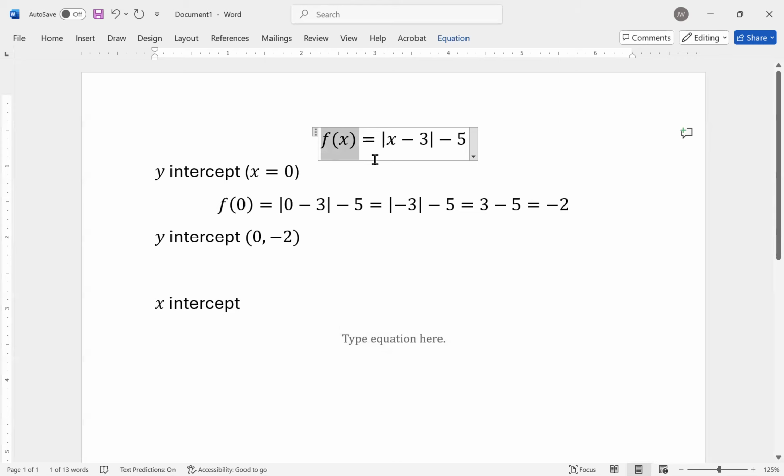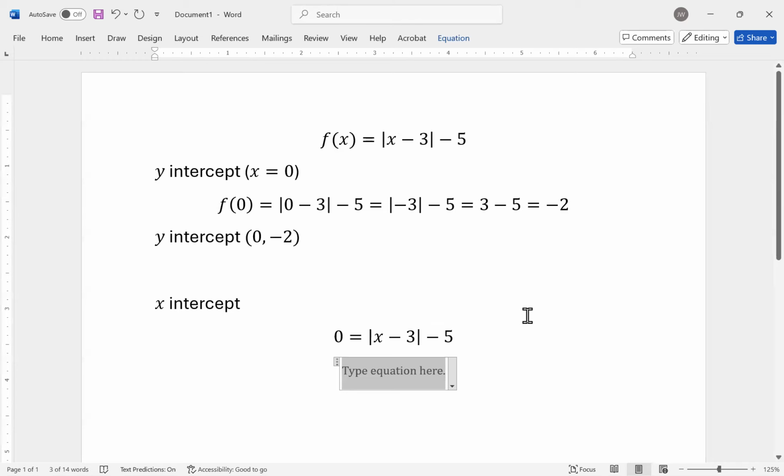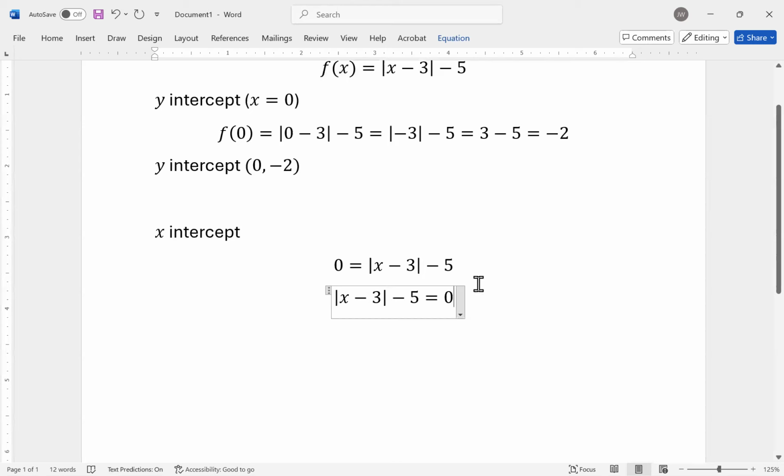So I'm saying that this output has to be equal to 0. You can either write 0 is equal to the absolute value of x minus 3 minus 5, or you can reverse that order and say the absolute value of x minus 3 minus 5 is equal to 0. It doesn't really matter which one you use, you just have to solve for x in either case.